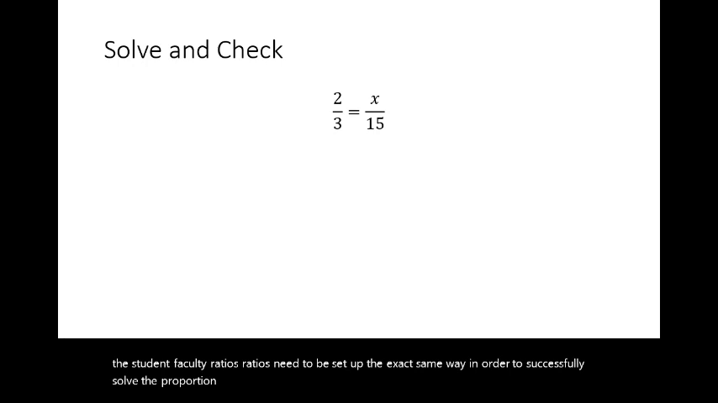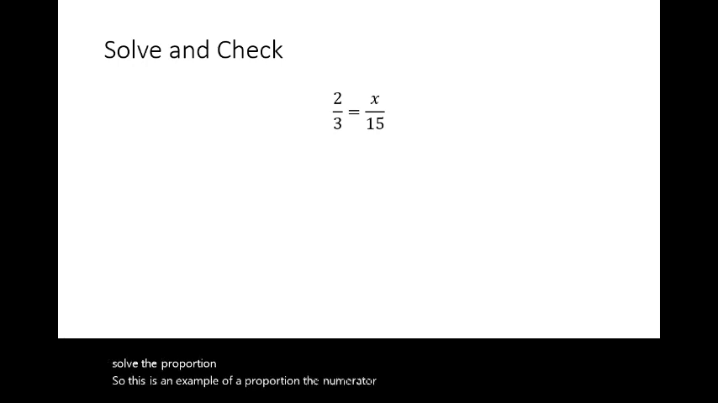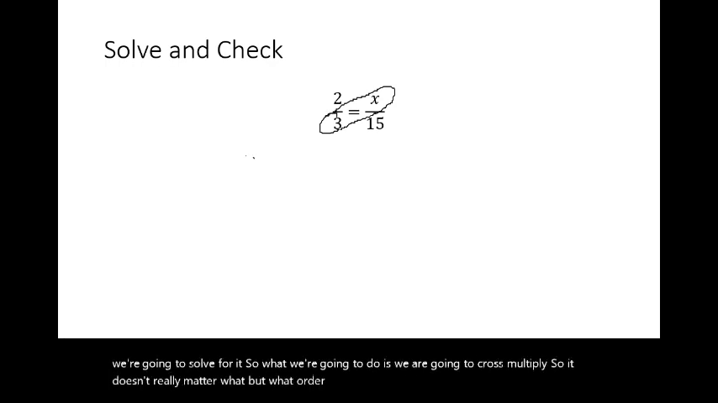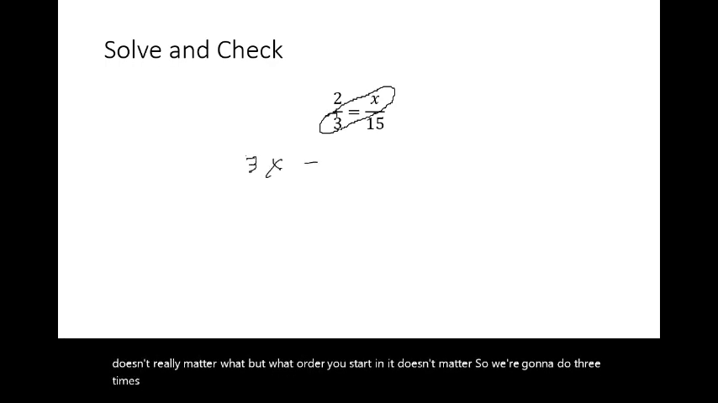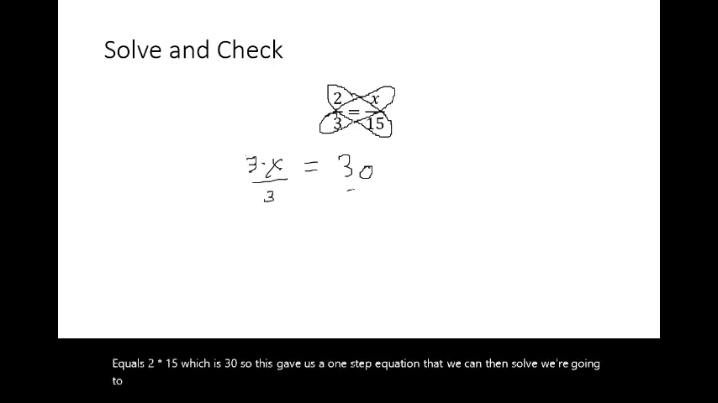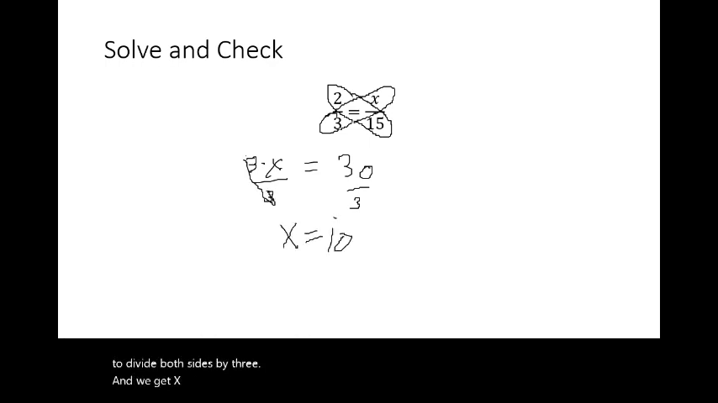So this is an example of a proportion. The numerator of the second fraction is unknown, and we are going to solve for it. So we are going to cross multiply. It doesn't really matter what order you start in. So we're going to do 3 times x, which is 3x, equals 2 times 15, which is 30. So this gave us a one-step equation that we can then solve. We're going to divide both sides by 3. And we get x equals 10. So some proportions are really simple like this, and other proportions are going to be slightly more complicated.